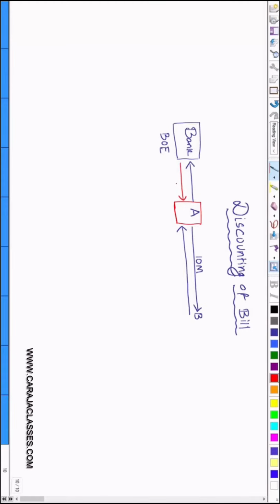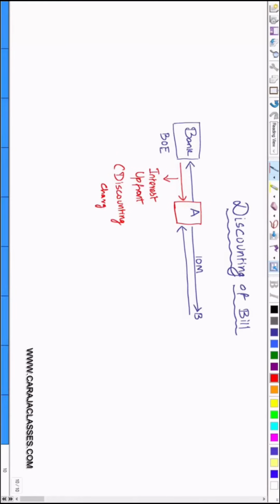When they give money to A, the bank will see what is the credit period, and based on that they will collect the interest for the loan upfront itself. Okay, and this interest which is collected upfront will be called as discounting charges.